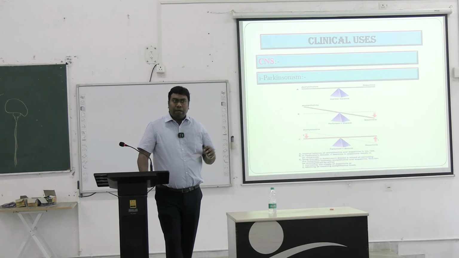Levodopa, why is it not effective? Because the receptors are already blocked by haloperidol or an antipsychotic drug. So though you increase the concentration, it will not have any effect. Clear? So what will happen?